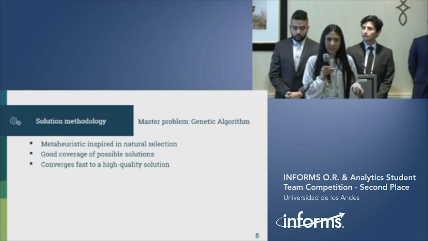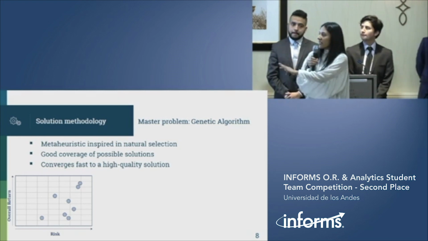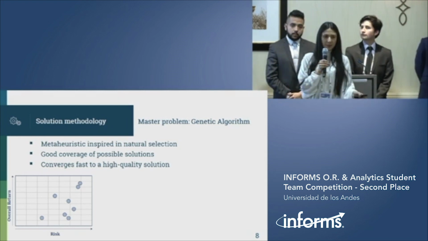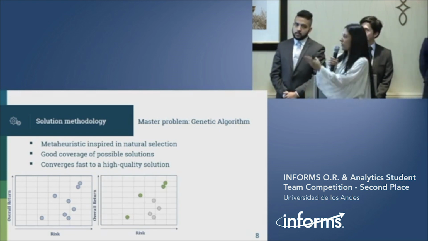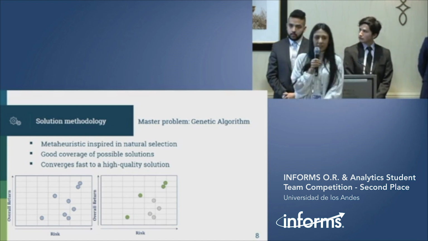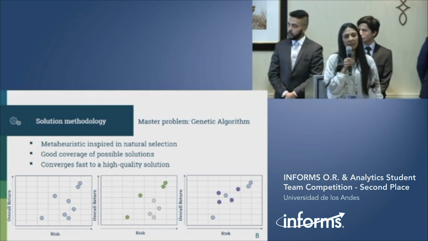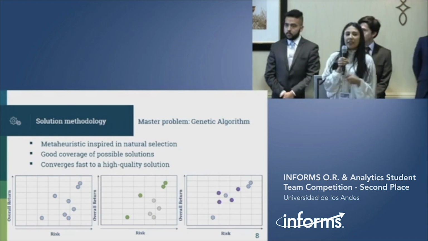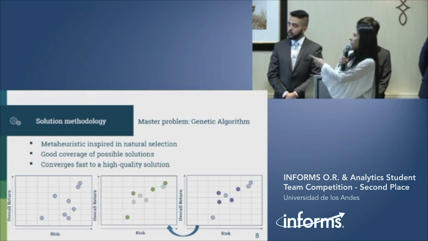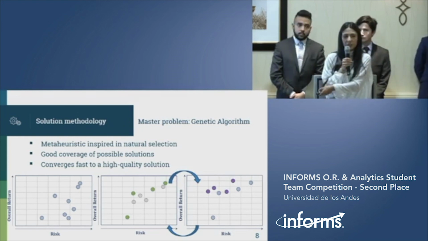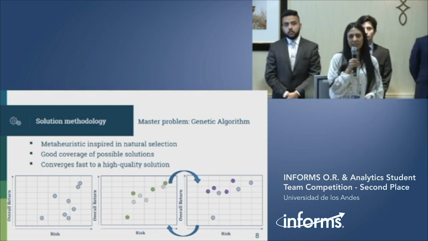So the algorithm works in the following way. First, we have an initial population of solutions. Each point represents a portfolio with a specific risk and a specific return. And then the algorithm selects the best solutions or the best portfolios. These are the ones that have less risk and more return. And then the algorithm makes combinations between these best solutions to create new solutions. The algorithm continues iterating, therefore it will select again the best solutions and combine them to create new solutions. The algorithm continues iterating between these last two steps until a stop criterion is met.